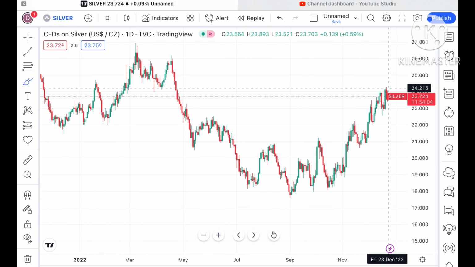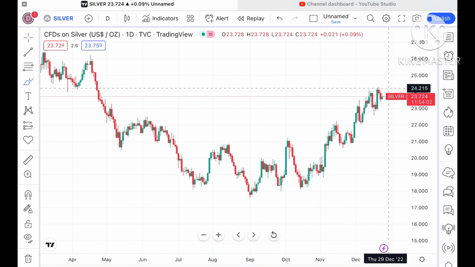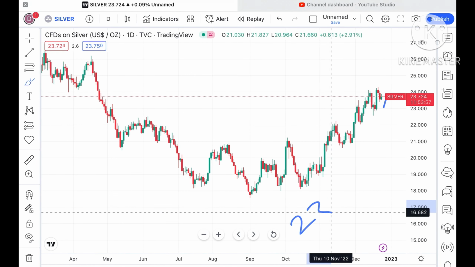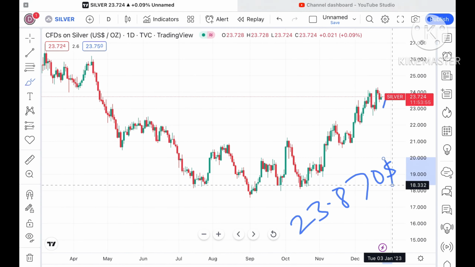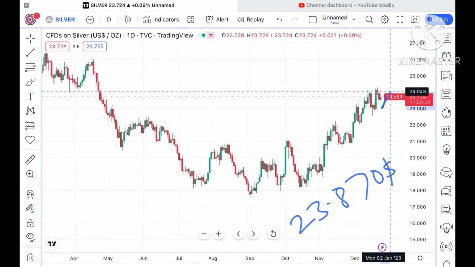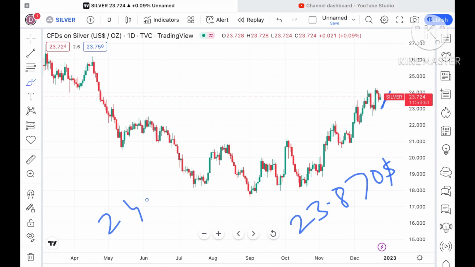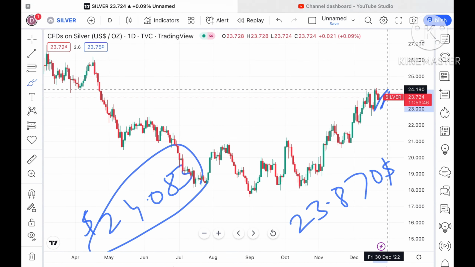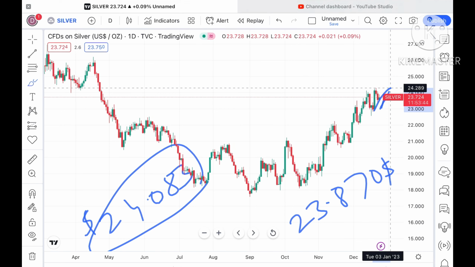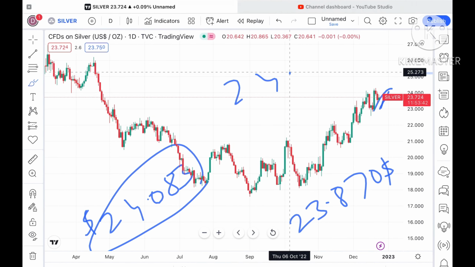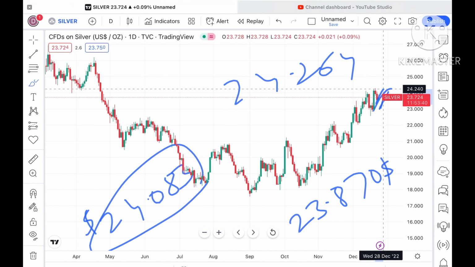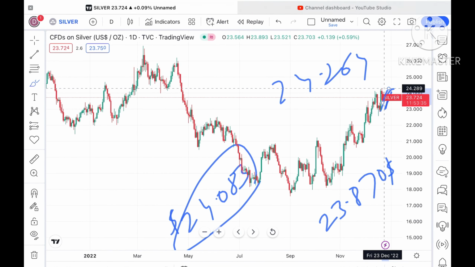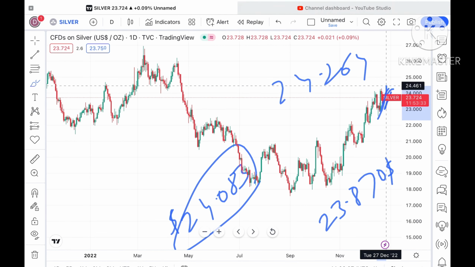Suppose the price sustains this particular level, chances are very high it can move further upside towards a level of $23.870. And if that level moves upside, then it can go towards a level of $24.083. Once it sustains above that level, it can cross this zone and touch a level of $24.264, and from there it can go towards a level of around $24.289.